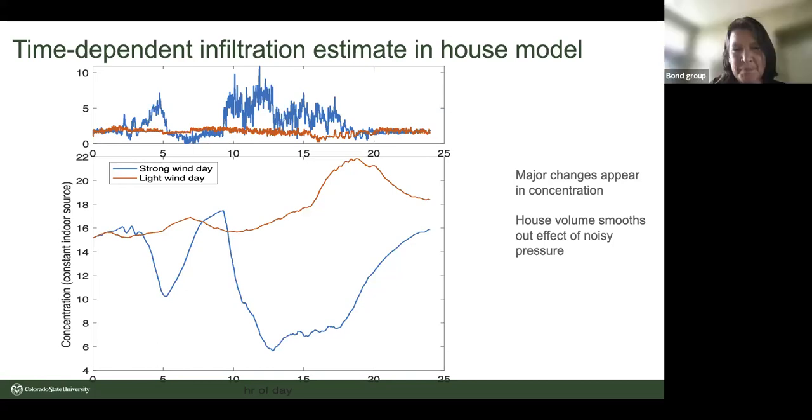But the 2 points I want you to notice here, even though we're not yet confident in our infiltration estimates, is that major changes do appear in the concentration in the home. And one thing I was suspecting, and is borne out by the model, is that the noisy pressures that are introduced by the wind, you don't really need to know all of those, because the house volume is changing relatively slowly. It acts as a buffer. And so that wind pressure, even though it's really noisy, you don't see that noise in the concentration in the home.